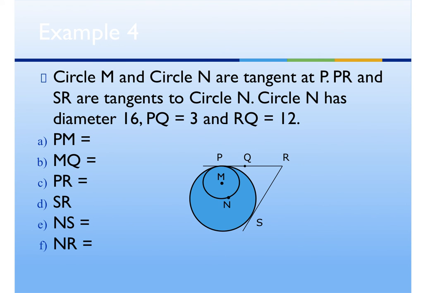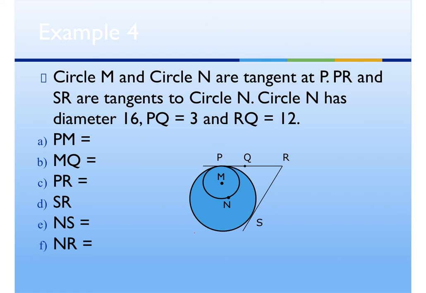Move on. Circle M and circle N are tangent at point P. PR and SR are tangents to circle N, and circle N has a diameter of 16. PQ equals 3, and RQ equals 12. What would PM be? Wow, that's a lot of information.